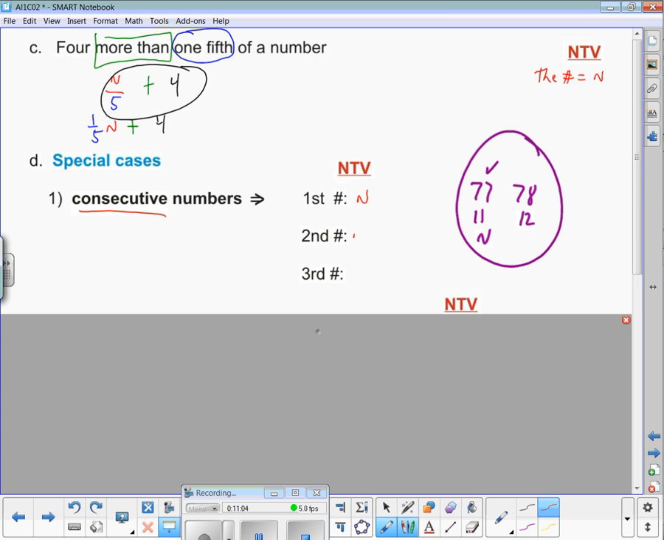And hopefully you caught on: n plus 1, right? 77 plus 1, 78. 11 plus 1, 12. N plus 1, the next number. That's all we're doing. You follow? Pretty simplistic, all right? Nothing earth-shattering there.